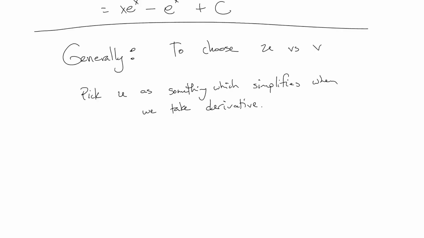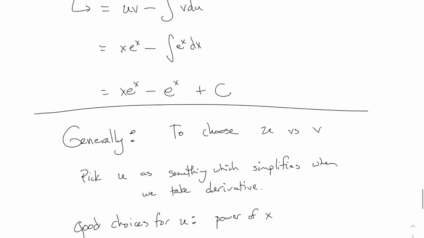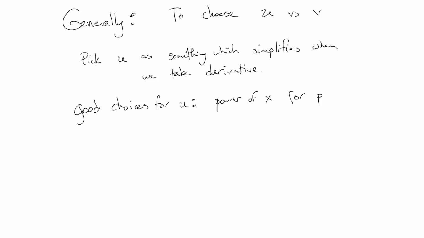So I would say good choices for u would be a power of x. If you ever see just a power of x, this was x to the 1, that's the classic choice for u. You should choose that part to be u. Or a polynomial, right? This is similar. A power of x or a polynomial will always get simpler when you take the derivative. The degree will decrease, all right? So this is a good choice for you.